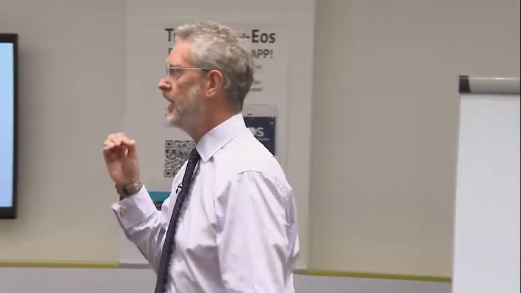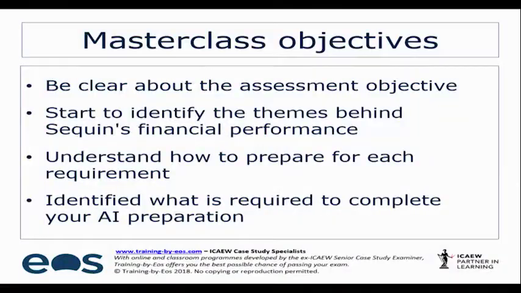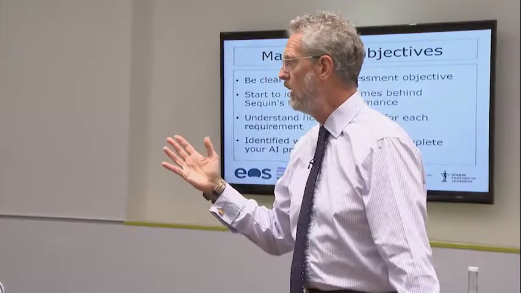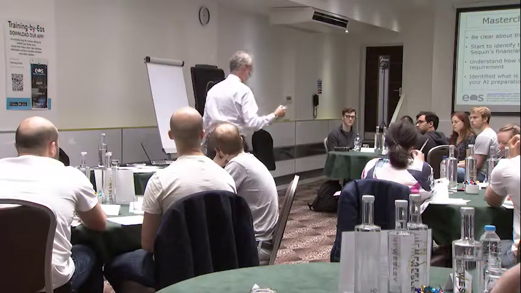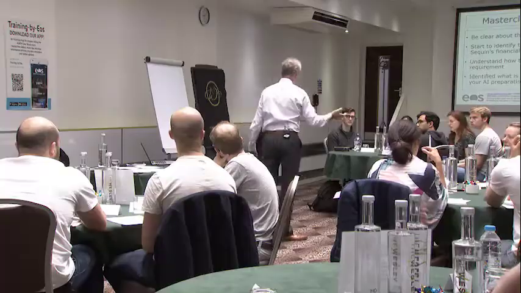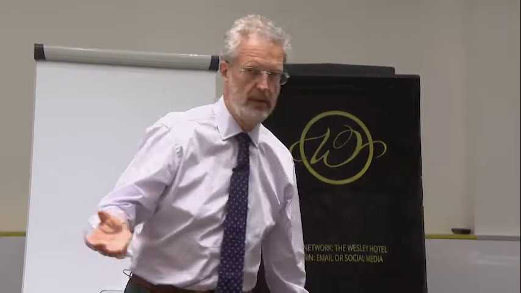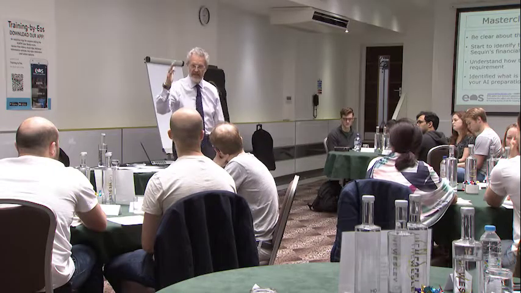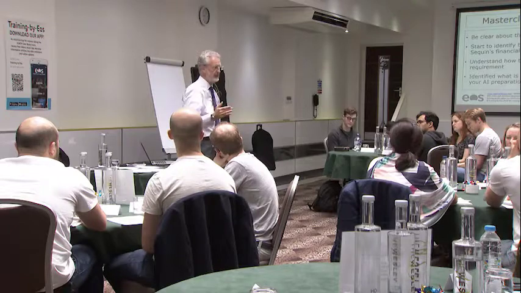Then, we're going to look at the financial statements, and the key word here is start, to identify the themes behind Sequin's financial performance. We're not going to do all of the work today. We can't. Okay? There is a good full 2 days' work to be done. Maybe even a little bit more by the time you've had a look at the Cinema Association website, checked out the economic data, and so on. Okay? But it's definitely a full 2 days' work. But we're going to start it. So you've got some ideas of where to look for the information.